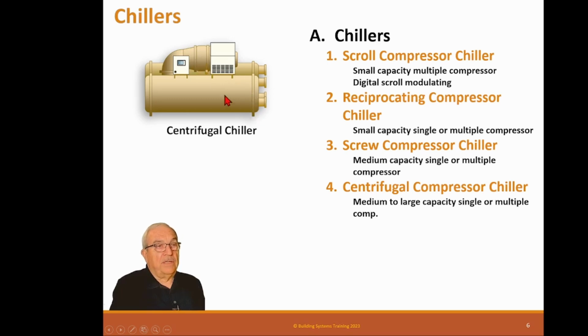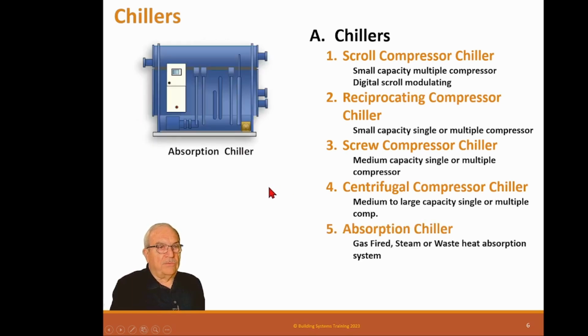They also make these with new magnetic bearing chiller compressors, which run about 30,000 RPM, and those are highly efficient. And there's a couple manufacturers that manufacture those nowadays. And then there's absorption chillers. Absorption chillers are not used very often.